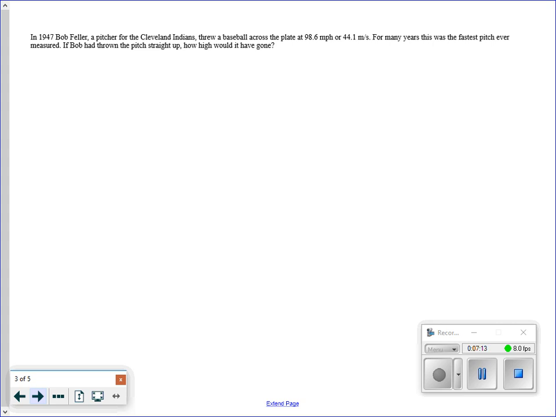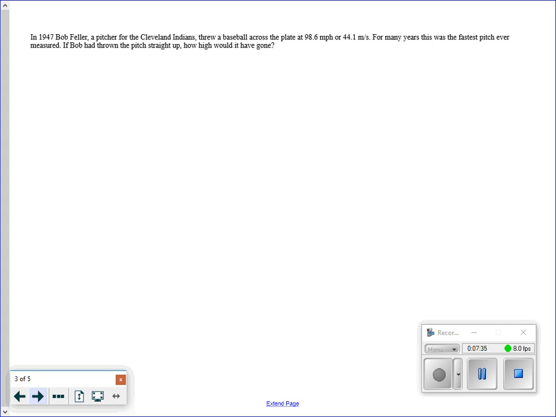Okay, so this next question is kind of a different one, right? Again, it says that this guy, he's a pitcher for the Cleveland Indians, gives you his initial velocity for his pitch is 44.1 meters per second. And you want to know, what if he'd just thrown it straight up in the air? How high would it go?